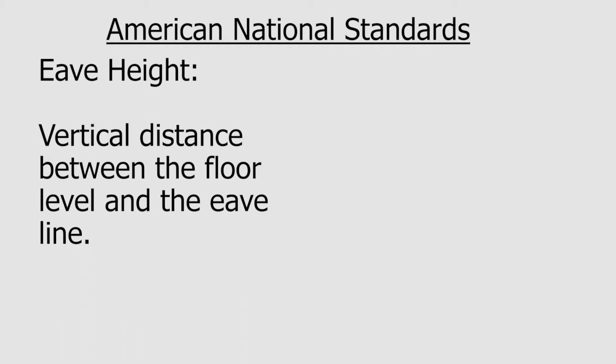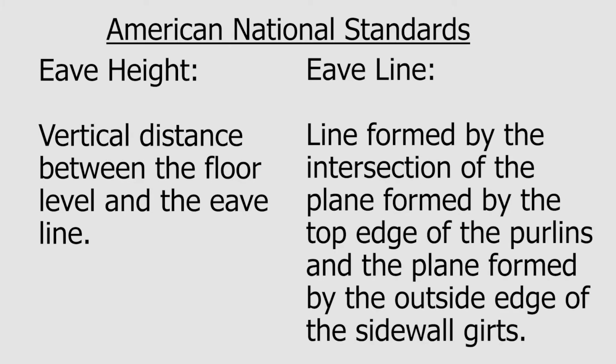Now, there actually is an official ANSI, which is the American National Standards Institute, definition of eave height, and it's in a document called Post Frame Building System Nomenclature. Isn't that a fun name? So the definition is the vertical distance between the floor level and the eave line. And the eave line is defined as the line formed by the intersection of the plane formed by the top edge of the purlins and the plane formed by the outside edge of the sidewall girts.